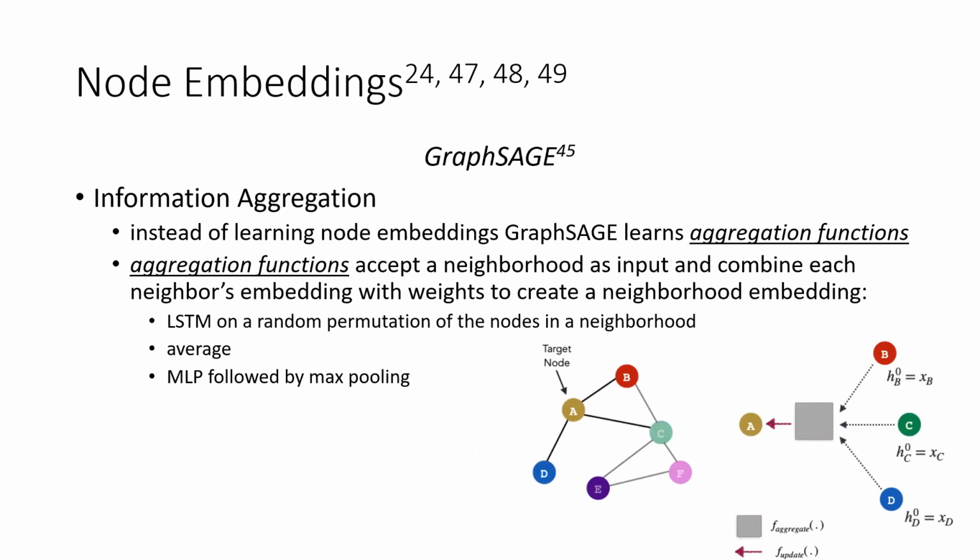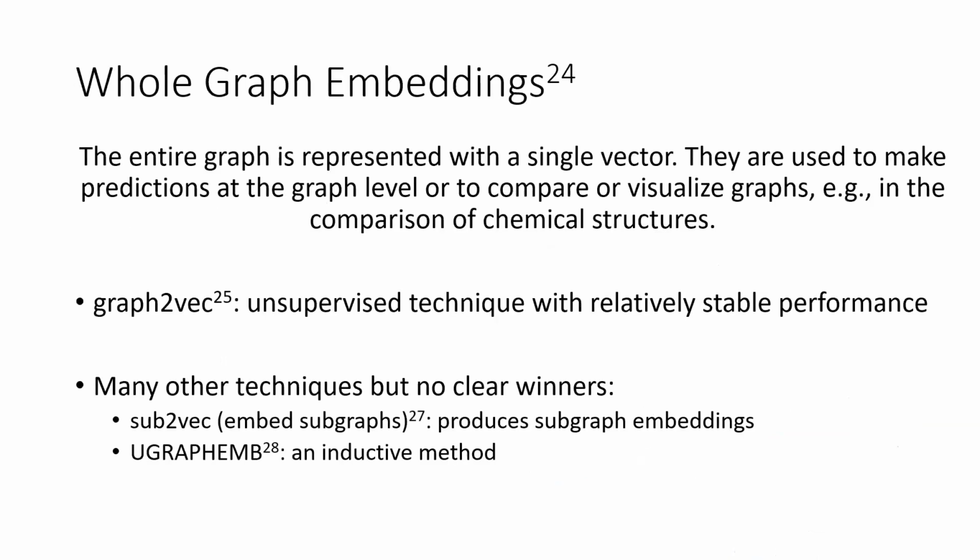I'm not going to go into that. The aggregate functions could be things like a simple average or an MLP followed by max pool. What is usually used here is an LSTM on a random permutation of nodes in the network. The reason is that LSTM is a sequential model. In order for that to become permutation invariant, in theory you need a large number of permutations as input, so it will learn these invariants. But in practice, we usually use a sample of random permutations as input to the LSTM.